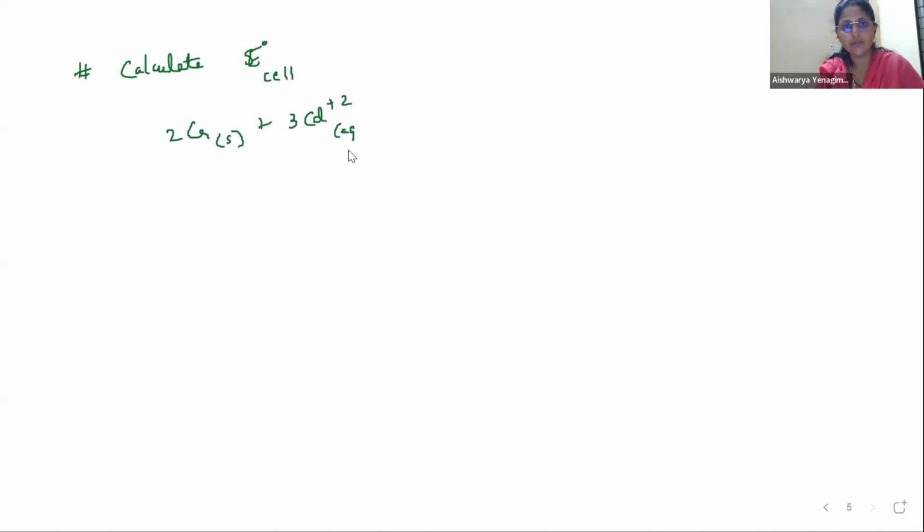We had seen the applications of Nernst equation: find the EMF, equilibrium constant. All these things we have seen, yes or no? So using that we can solve the examples. So here we have one more problem. Let's take the last one. Calculate the standard cell potential, or I'll write E naught cell, of a galvanic cell in which the reaction is given: 2 Cr solid plus 3 Cd plus 2 aqueous gives 2 Cr plus 3 aqueous plus 3 Cd.